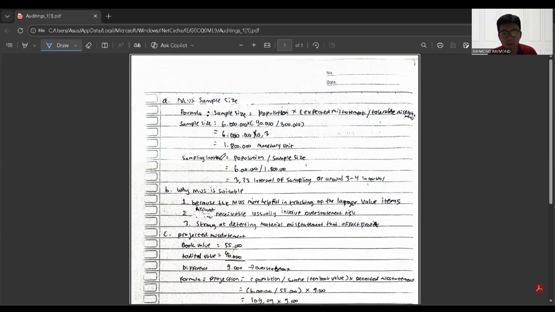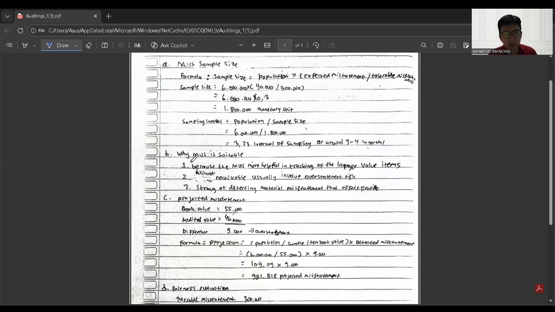So what about the sampling interval? This equals population divided by the sample size. That is 6 million divided by 1.8, which is where the sample size comes from. So that equals 3.33 sampling intervals, or it can be called 3 to 4 intervals.